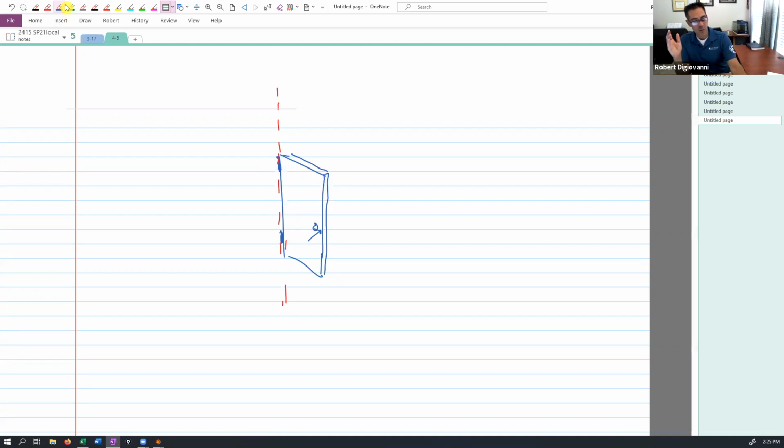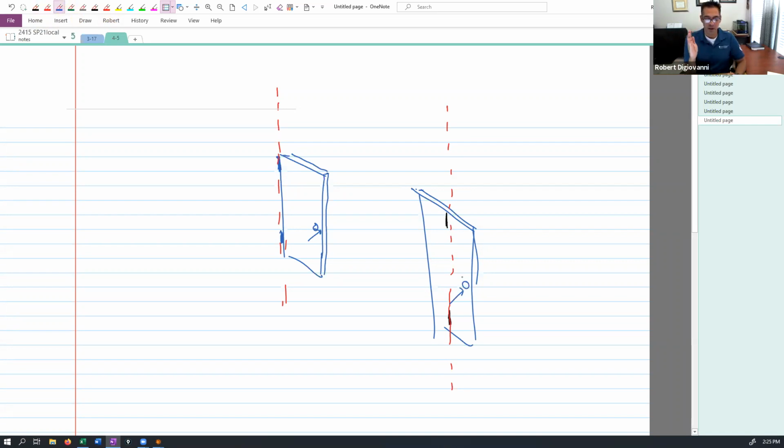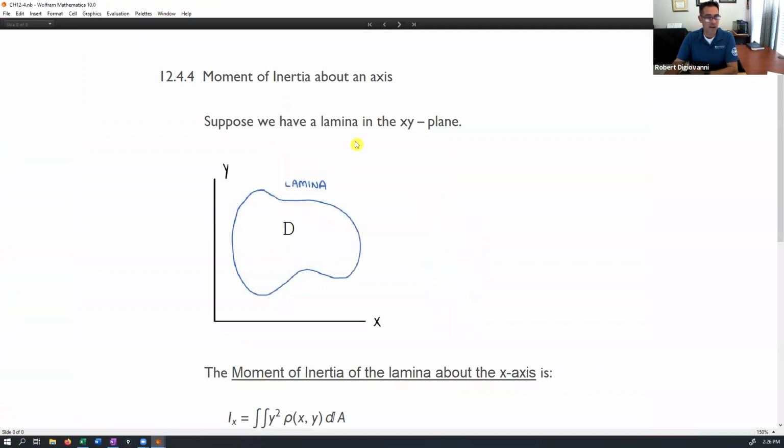If you were to take that same door, but this time you put the hinge right in the middle of the door, and I know this makes no sense physically, and you apply a force, it will still have a resistance to rotation, but a different resistance than if it was hinged here. So your moment of inertia is all about the object itself and the axis of rotation, what you're trying to rotate it about. There's a way to give a numerical value to that resistance to motion, and that's called your moment of inertia. And so we have a way of calculating it.